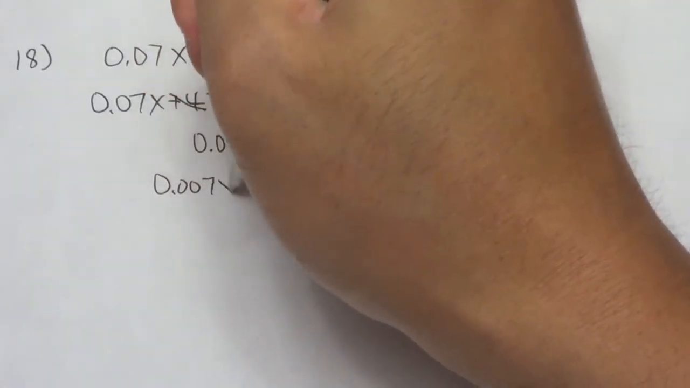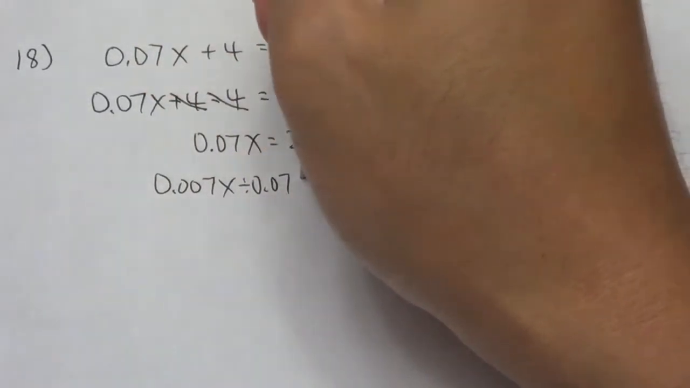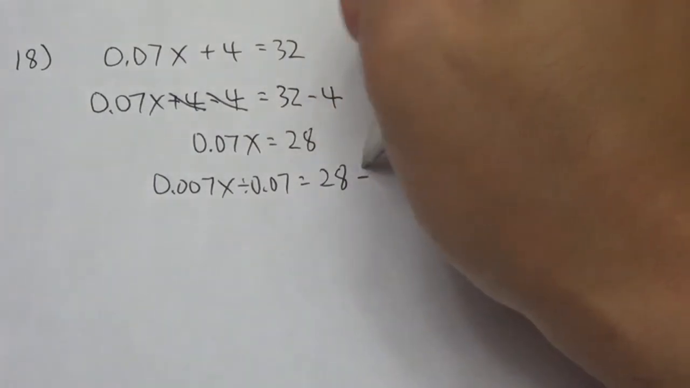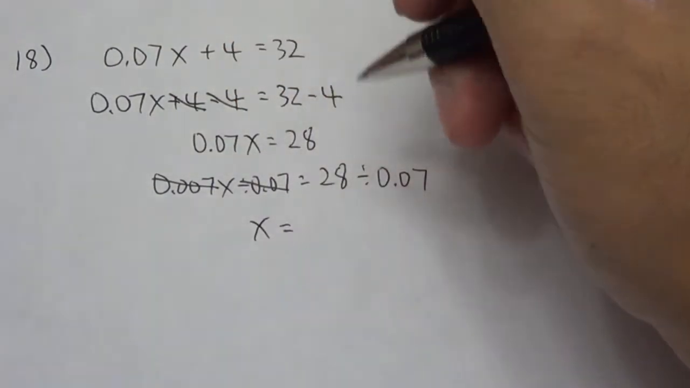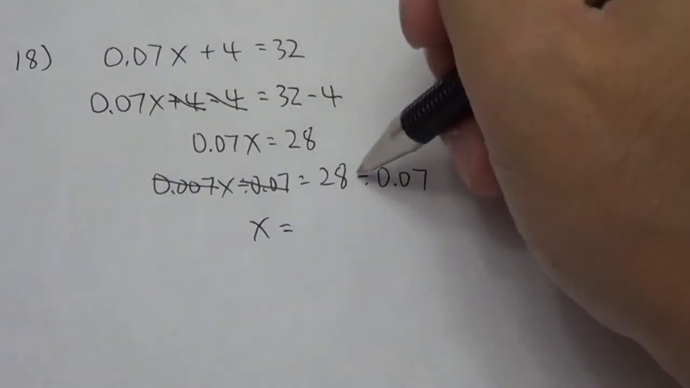The same thing needs to happen on this side. These will cancel out, and then I'm left with x equals... I can't do this in my head, so I'm going to go ahead and use long division. 28 divided by 0.07.